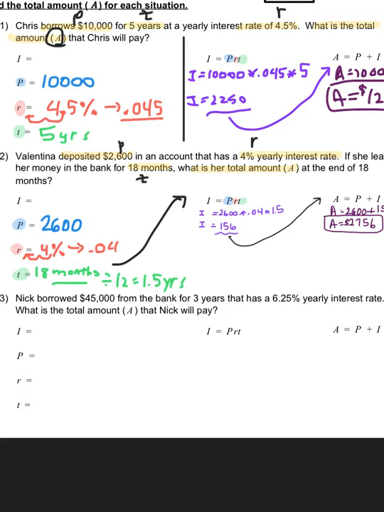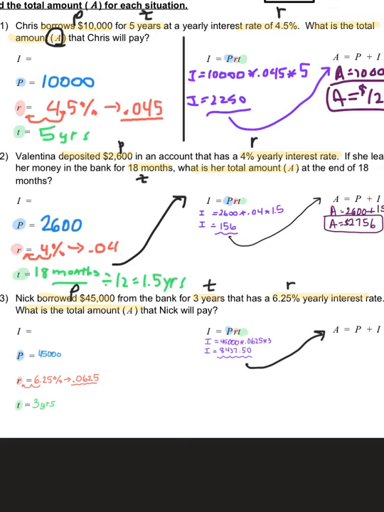Last problem, Nick borrowed $45,000 from the bank for 3 years that had 6.25% yearly interest rate. What is the total amount that Nick will pay? Going back through the problem, the money borrowed is the principal, the P, the 3 years is the T, the time, and the 6.25% is the R, the rate. So I have all my numbers filled in for the variables. I'm going to take those and find the interest. So I got an interest of $8,437.50. Now that's going to be used to find the A.